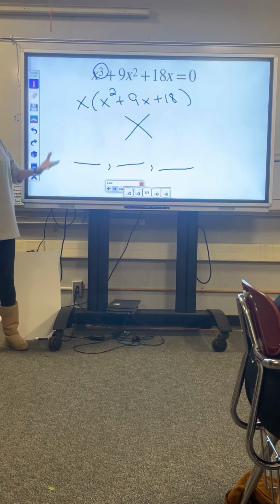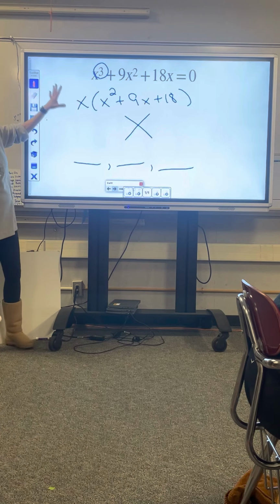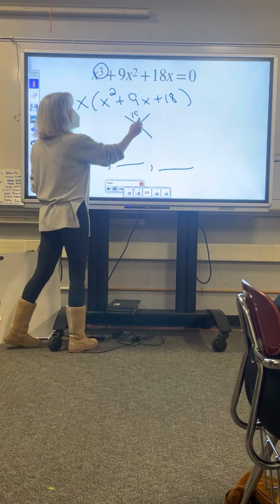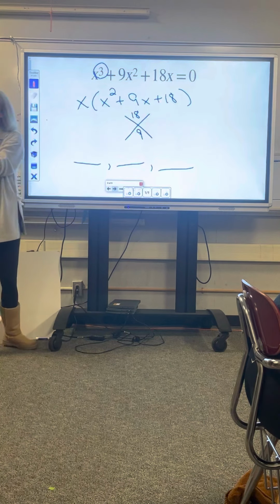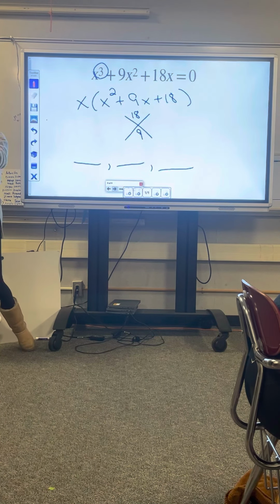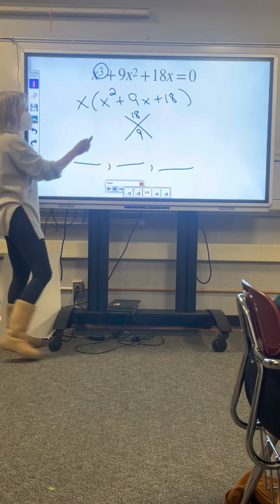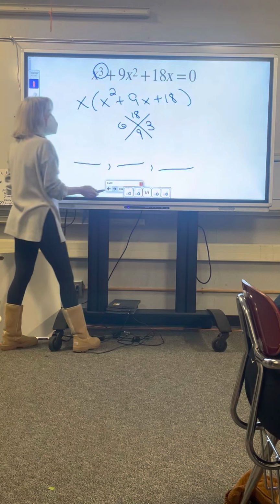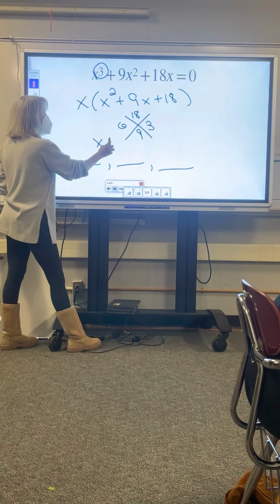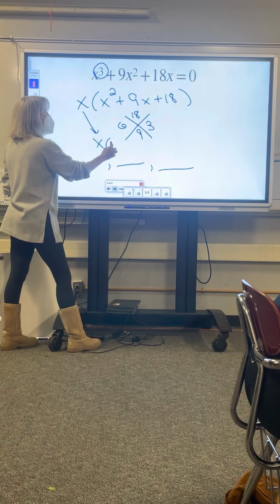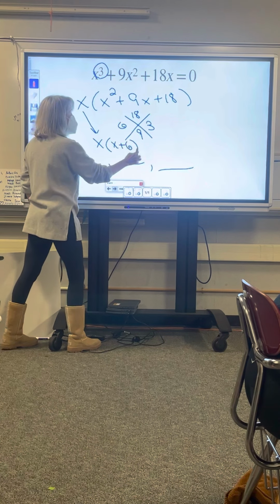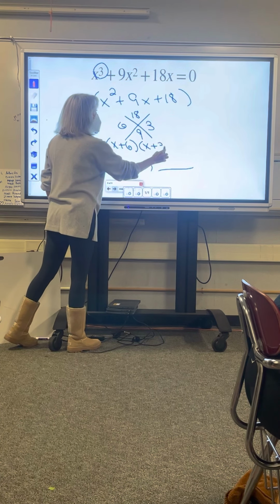So here's what I did. I took out my X, and then I said, what are the factors of 18 that make 9? I need 2 numbers that multiply to be 18, and when I add them, they make 9. And that's 6 and 3. So here's what I have: X on the outside, don't forget him, X plus 6, X plus 3.